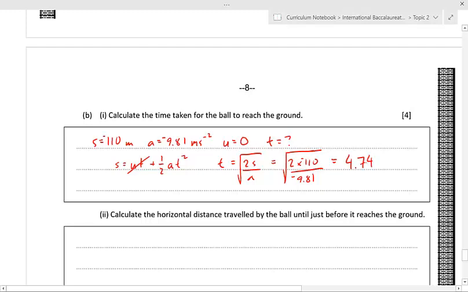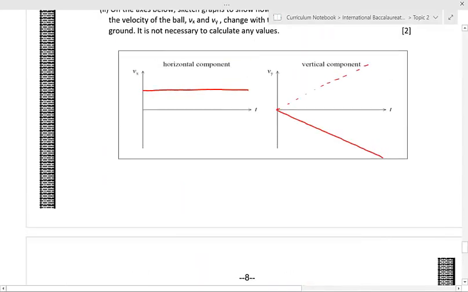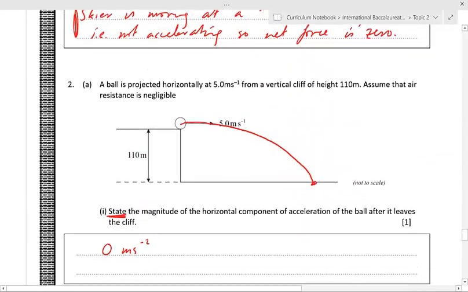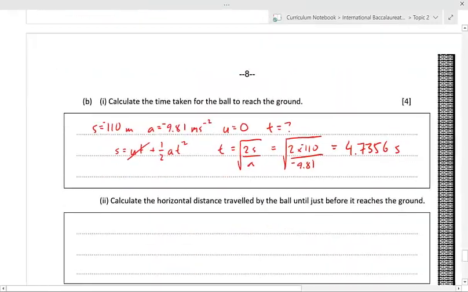I'm going to write it unrounded, in seconds. And we were given things to how many significant figures here? 2. So our final answer should be equal to 4.7 seconds.